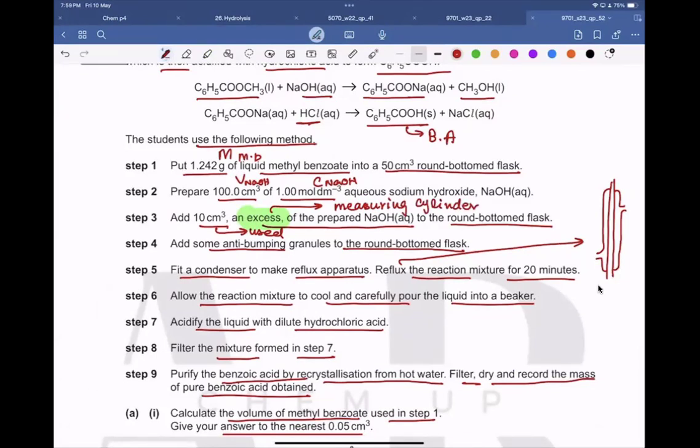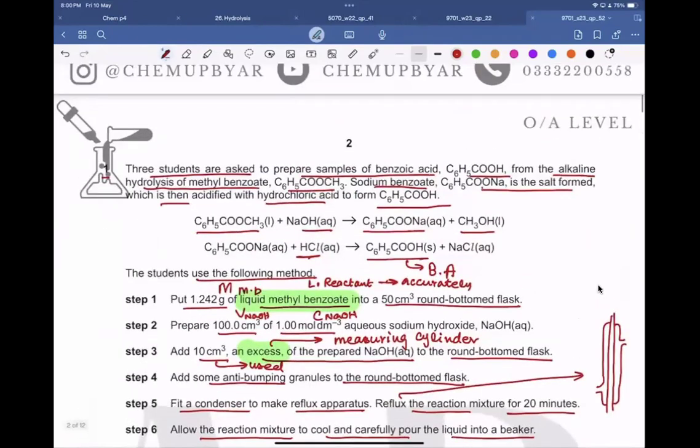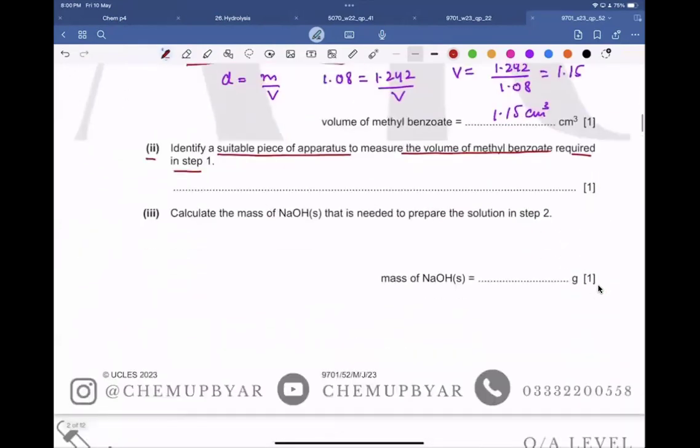And if it is in excess, it makes the liquid methyl benzoate the limiting reactant. And if it's a limiting reactant, then its volume must be measured accurately. And to measure accurately, we have found the volume we needed, 1.15 cm³. So for 1.15 cm³, we need a burette to measure it. Is this understandable to all of you?